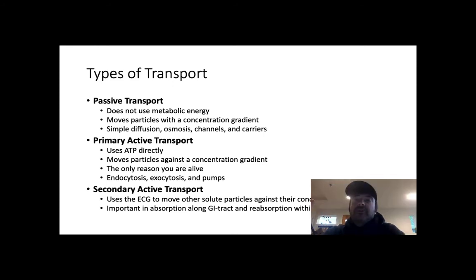Now, as a precursor to understanding concepts such as the action potential, we have to review types of transport. So in the first exam, we talked about passive transport. Passive transport doesn't require metabolic energy in the form of ATP.